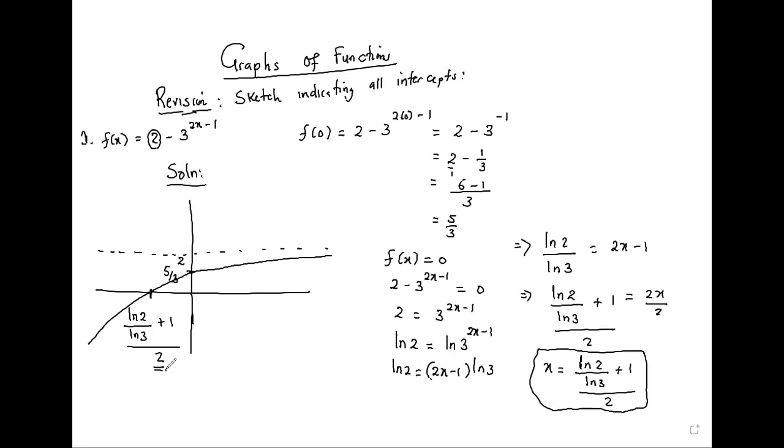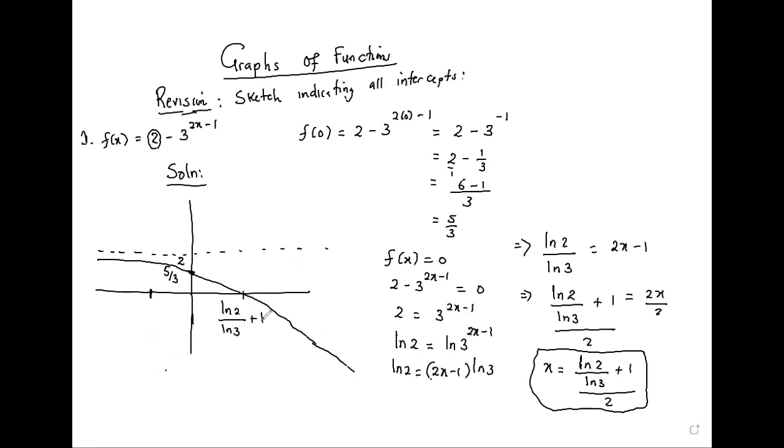No, this number is wrong. So we did it the wrong way. Because the graph is supposed to go like this. Like this. So this is going to be ln 2 over ln 3 plus 1 over 2. Yeah, like that. Okay. That's how we put our graph.